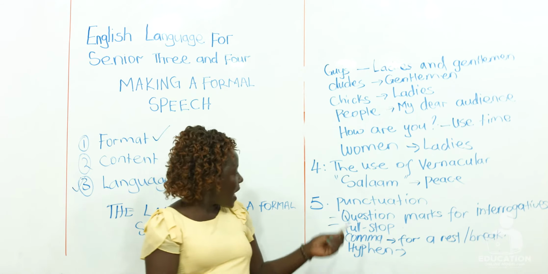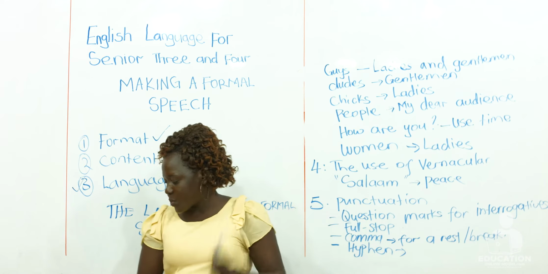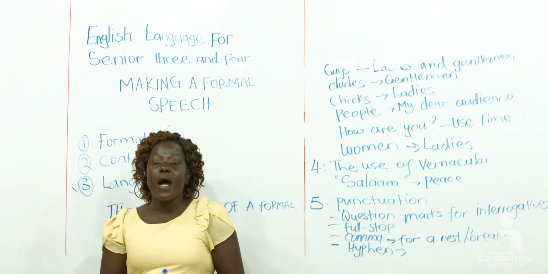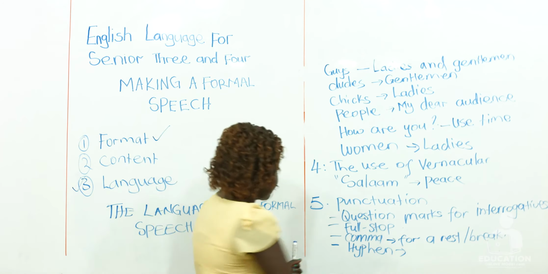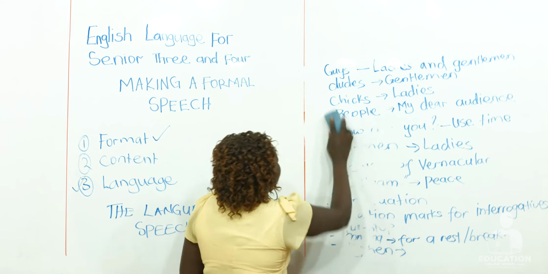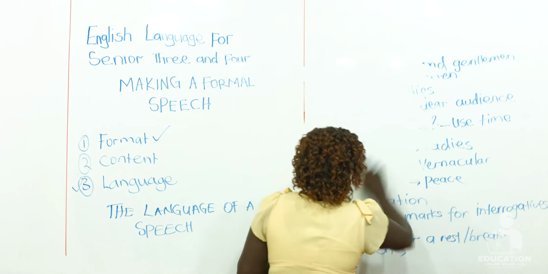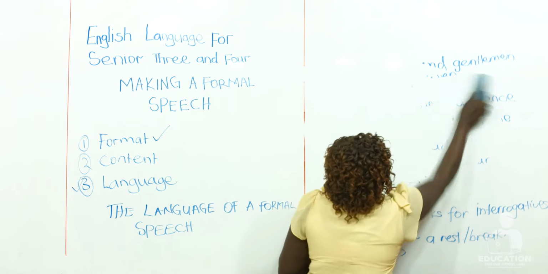Let us also look at another part of the language of a formal speech. This time we're going to look at paragraph development. Paragraph development is our number 6.